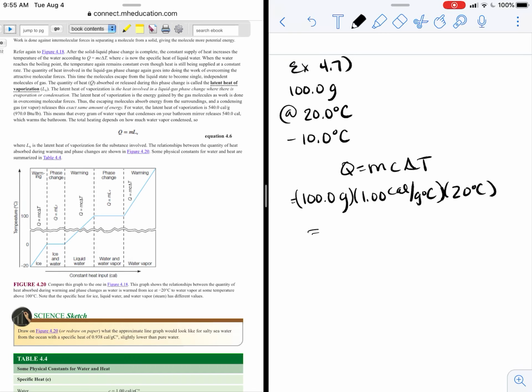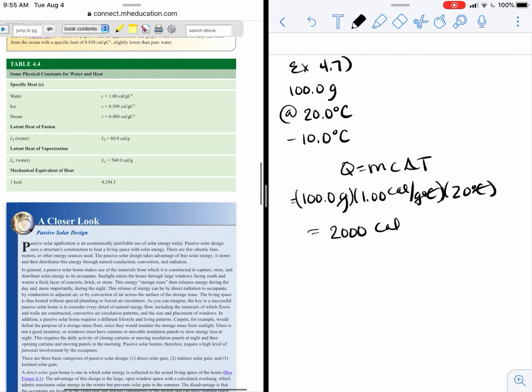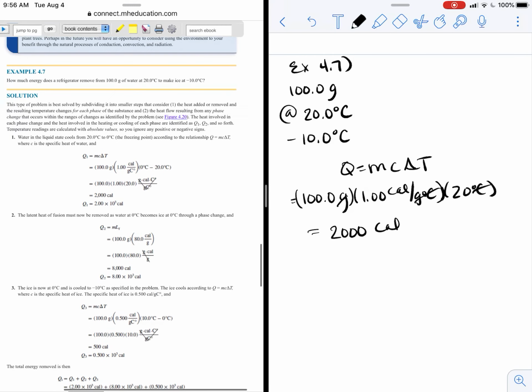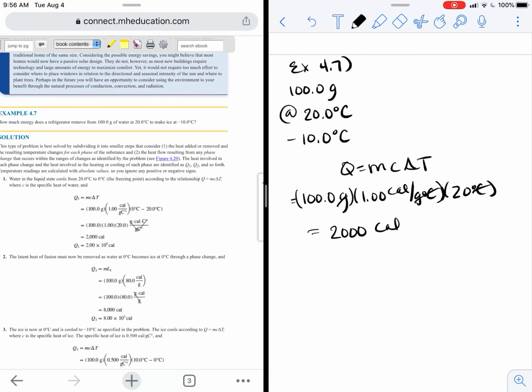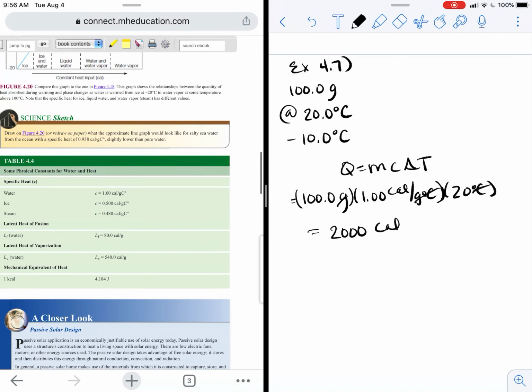Okay, so if you take 100 times 1 times 20, you get 2,000 calories. Your grams cancel, your degrees Celsius cancel. Now here's the next step. You're going to go from a liquid to a solid. That means that you're fusing it, okay? If you were going from a liquid to a gas, then you would have to use latent heat of vaporization. But since you're going from a liquid to a solid, you have to use the fusion one.